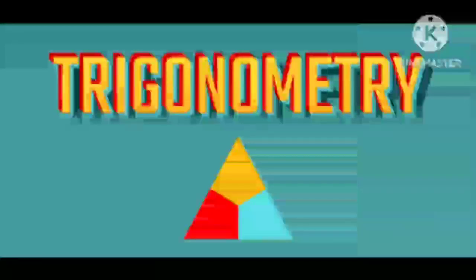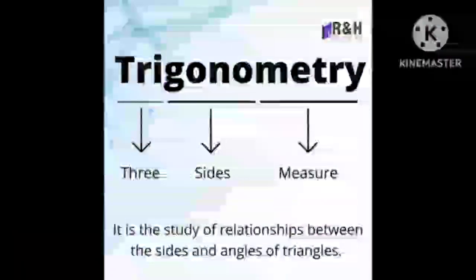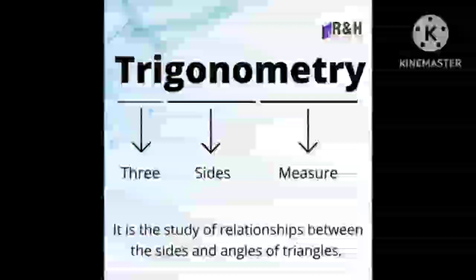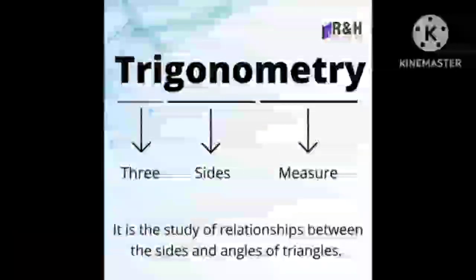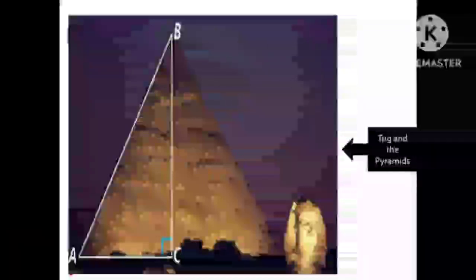In all the situations given above, the distance or height can be found by using some mathematical techniques which come under a branch of mathematics called trigonometry. The word trigonometry is derived from the Greek word tri, meaning three, gon, meaning sides, and metron, meaning measure. In fact, trigonometry is the study of relations between the sides and angles of a triangle.